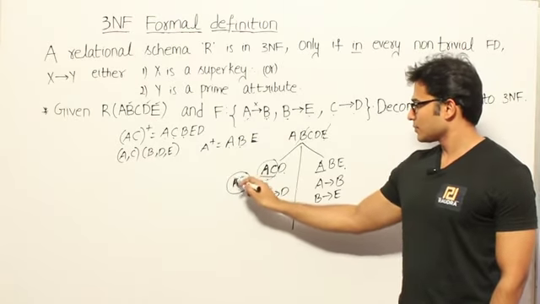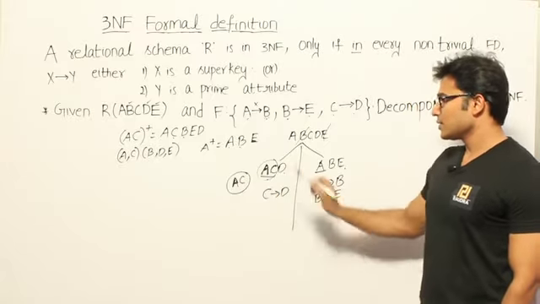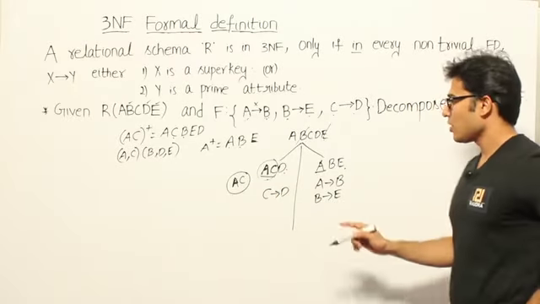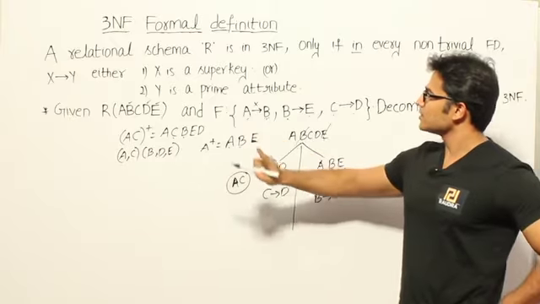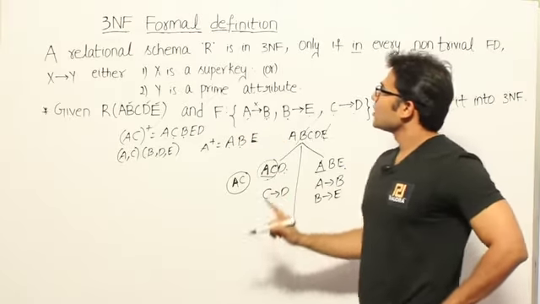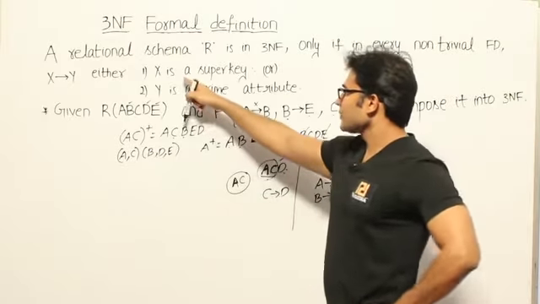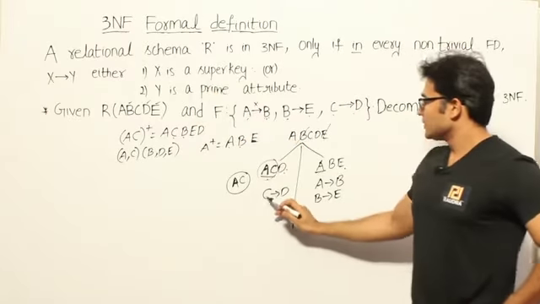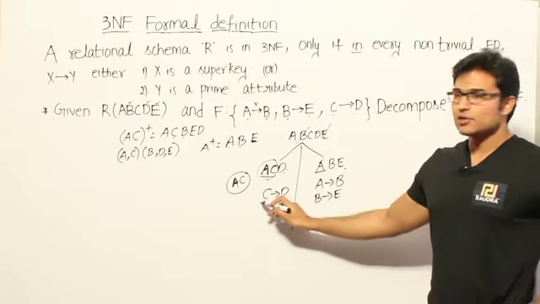Okay, and now let's see whether this table is in third normal form or not. How can you test it? Just take this one and see. So where is it? Here. Yeah, X is a super key. Is left side a super key? It is not a super key.